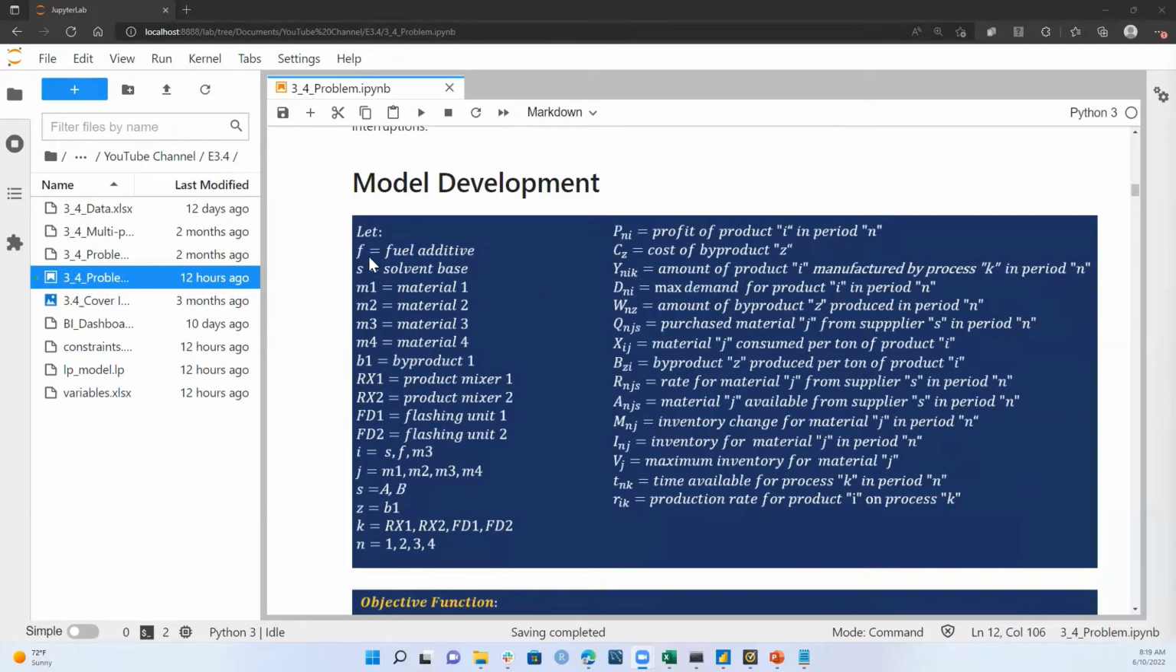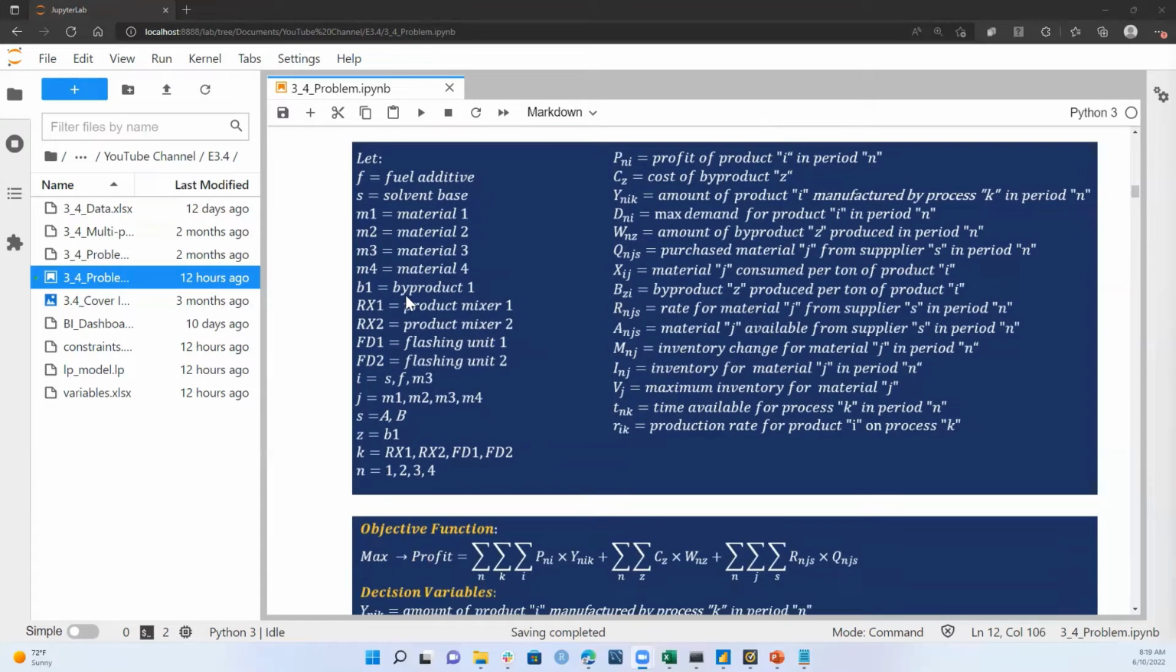Over here on the left, we have F and S, which we're going to let define our fuel additive and solvent-based products. We have M1, 2, 3, and 4, which represent our raw materials, material 1, material 2, material 3, and material 4. B1 is going to represent byproduct 1. RX1, RX2 represent our product mixers 1 and 2. And FD1 and FD2 represent our flashing units 1 and 2.